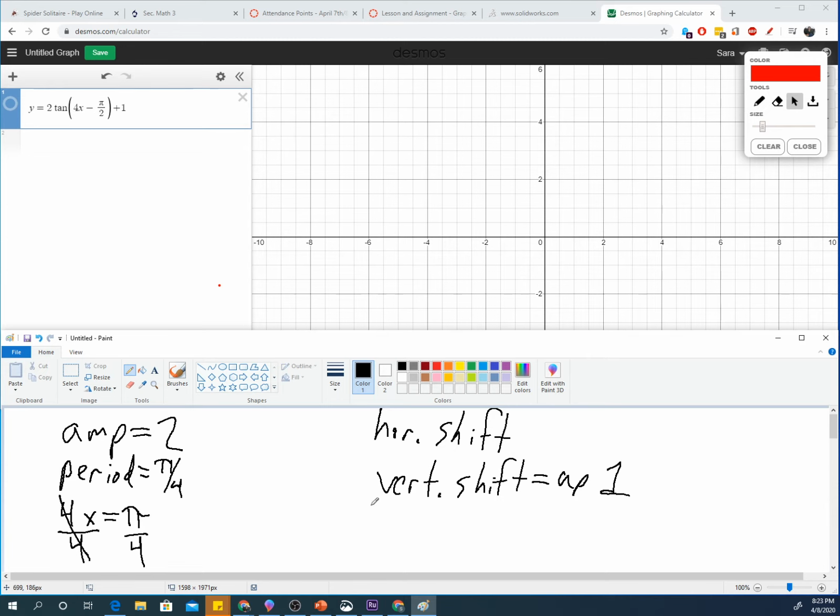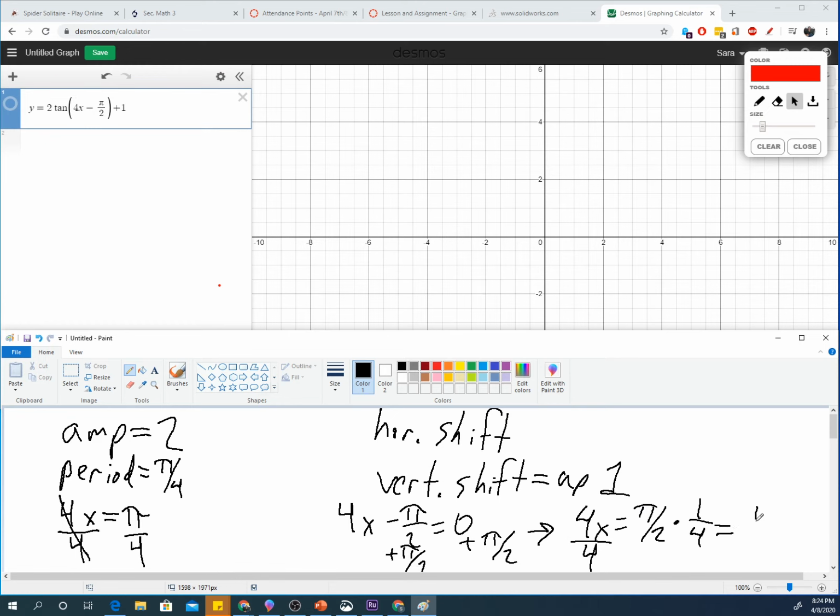Now your horizontal shift is going to take a little bit of work too. What we're going to do is take what's inside the parentheses and set it equal to 0. Then we're going to solve that for x, and it will tell us how far our function is moving to the left or to the right. So here I get 4x is equal to pi over 2. I'm going to divide by 4, which is the same thing as multiplying by 1/4. There's no cross canceling that can happen here. We just multiply straight across, and we get pi over 8 is our horizontal shift.